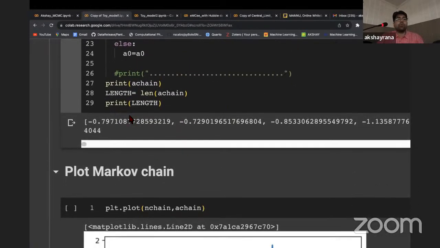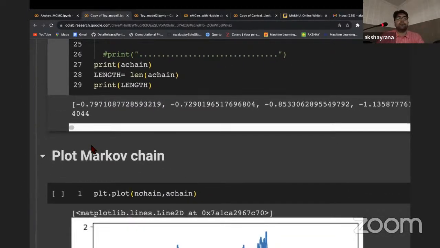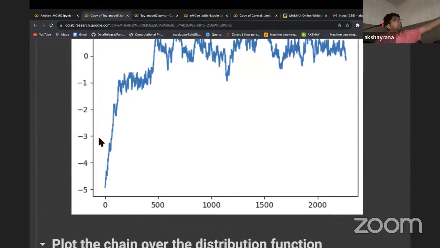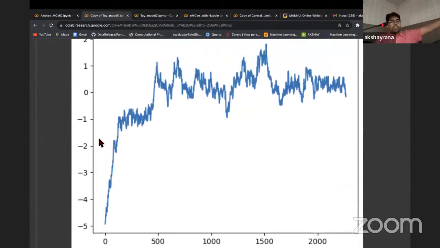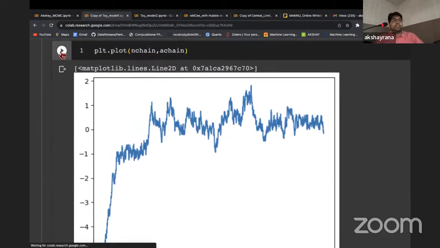Okay, so out of 5000, you can see 4044 points I'm accepting. If I go to acceptance-rejection, I doubt you will get more than 200 or 300 points. But with the Monte Carlo algorithm, just have a look. Now I'll plot my new chain, which is going to be without the burn-in phase.